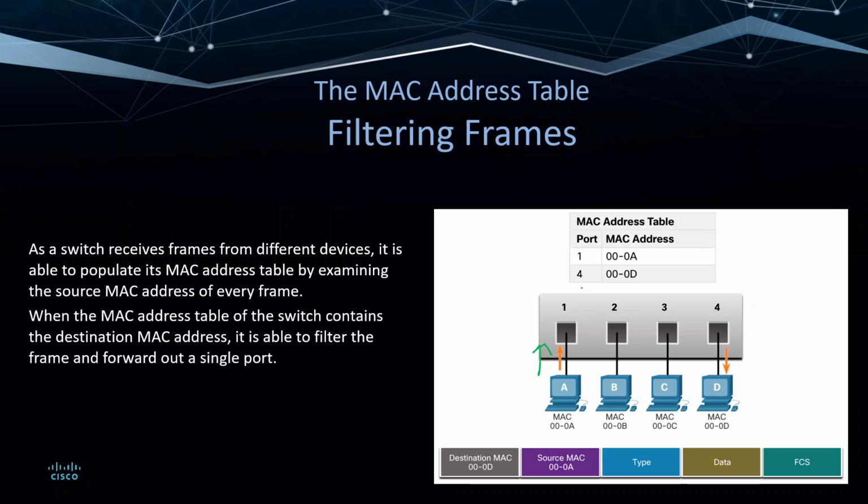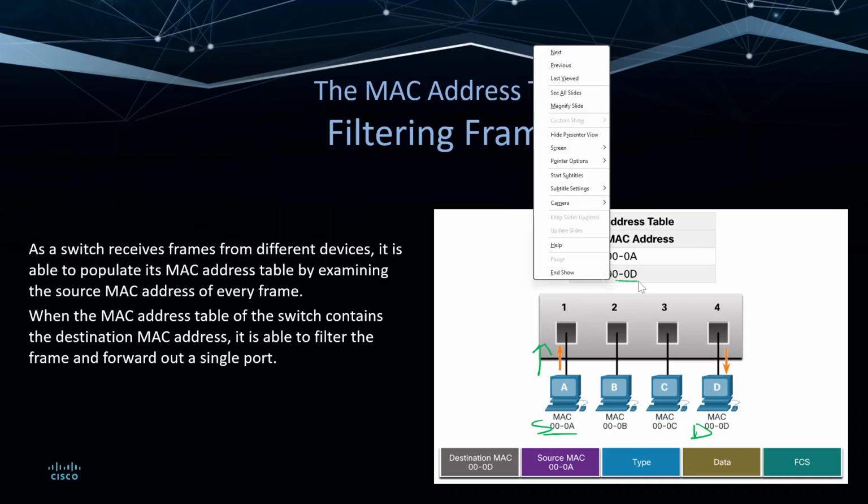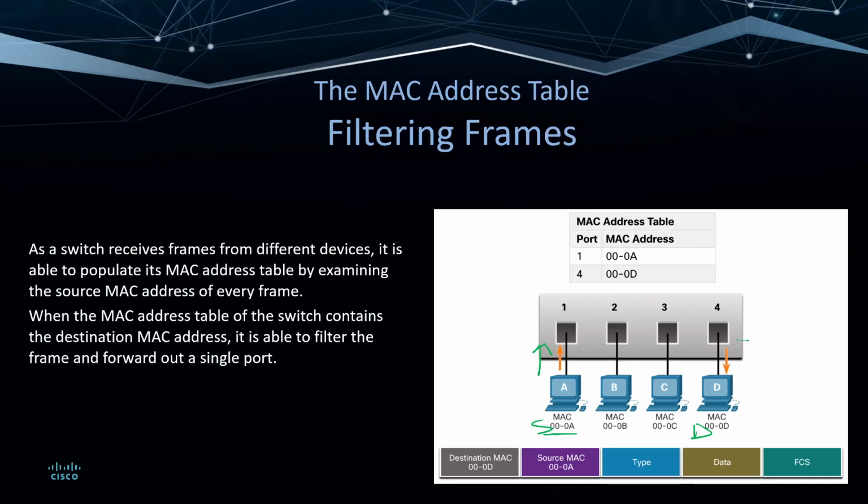When the switch gets the frame, let's say the source is this one and the destination MAC is 00D. In this case, it will look at the MAC address table and see that 00D is associated with port number 4. Then the switch will forward the frame on the exit port, 4 at this point.